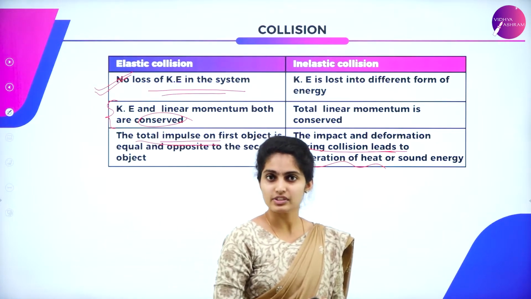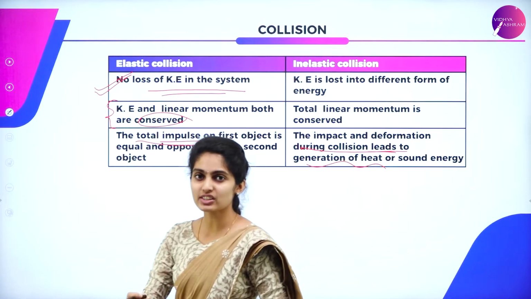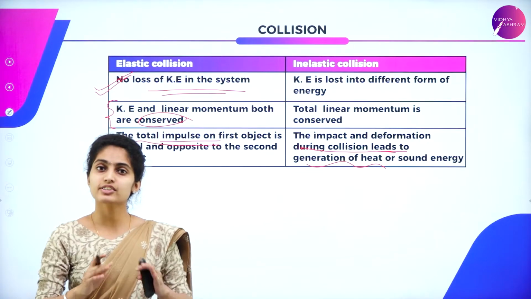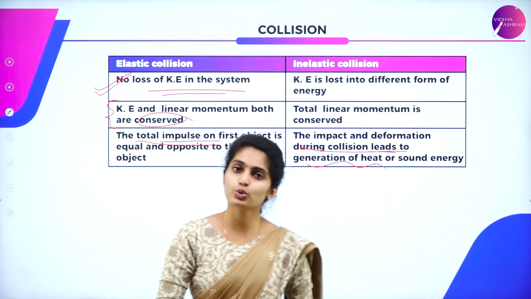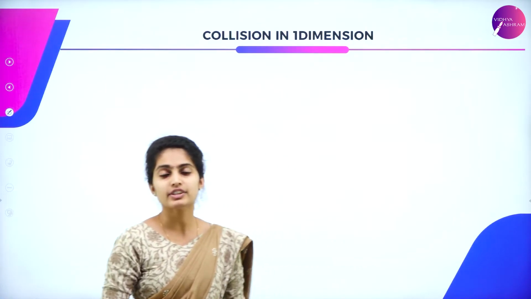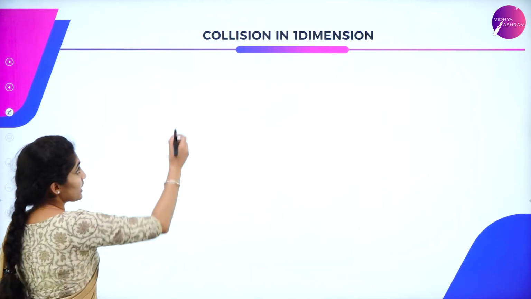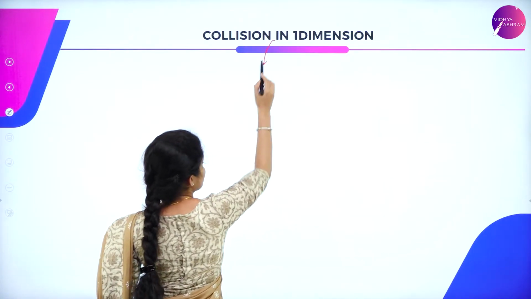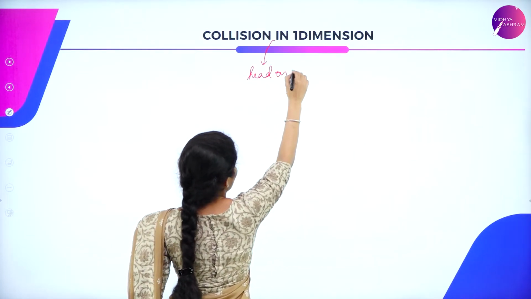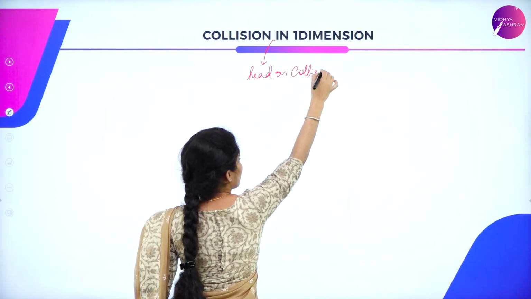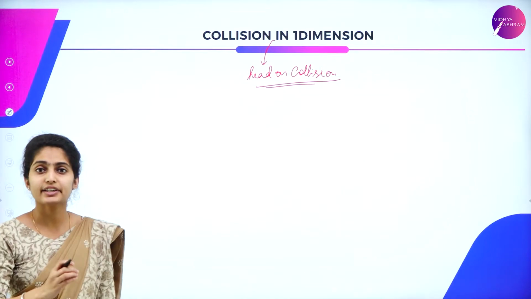Now let us consider any object which is colliding. Okay, so let us consider one dimension collision as well as two dimension collision. So now let us go to collision in one dimension. Collision in one dimension is also called head-on collision. So when can you say this head-on collision?